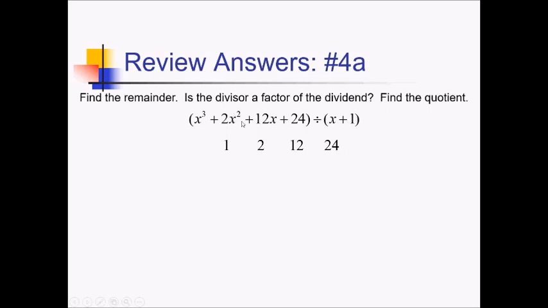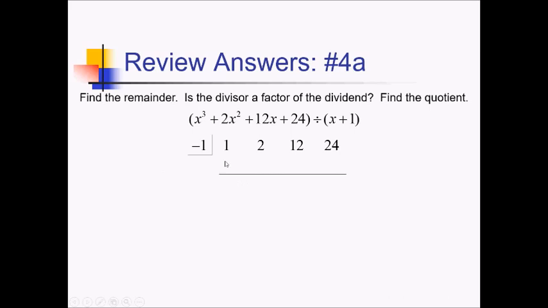We go third power, second power, first power, 0 power. Now we're going to write down a little box with the opposite of whatever we have in this parentheses, whatever zeroes out the divisor basically. So that would be negative 1 in this case, because negative 1 plus 1 is 0. And we're going to leave some space for another row and then draw a line.